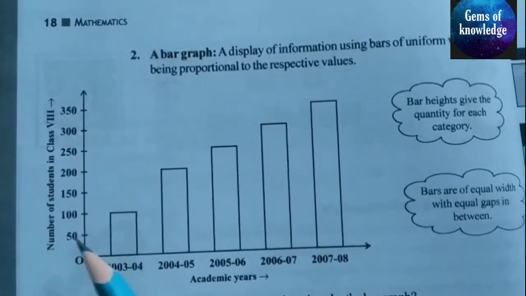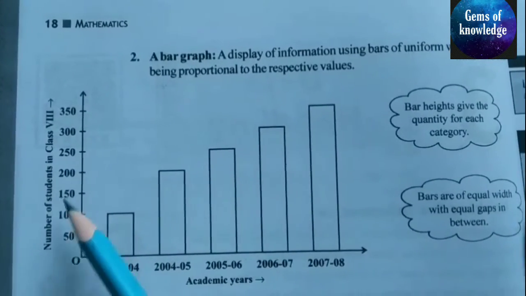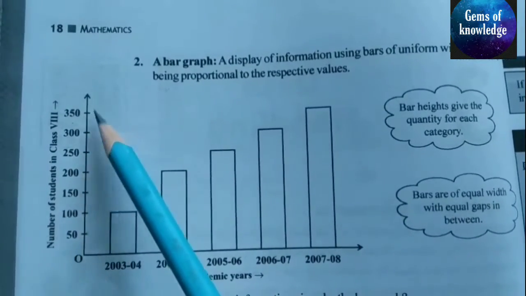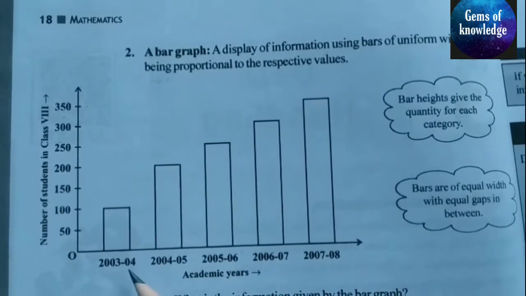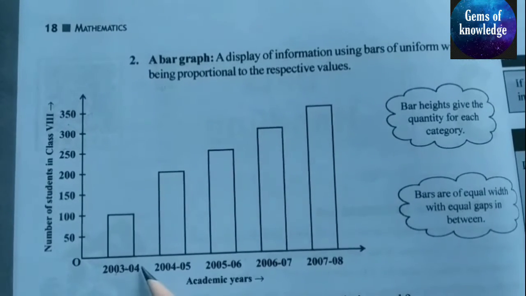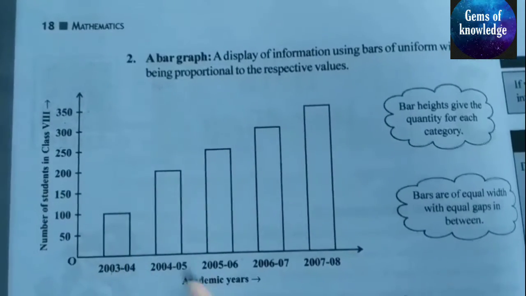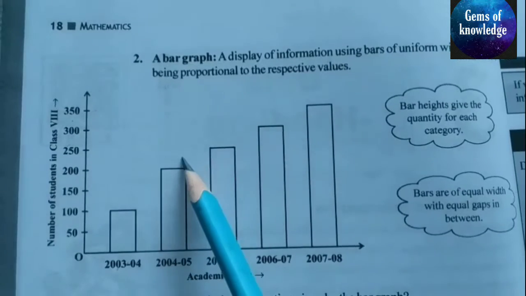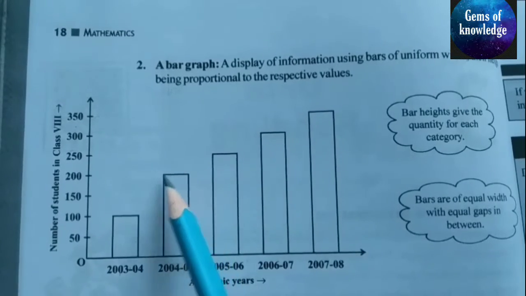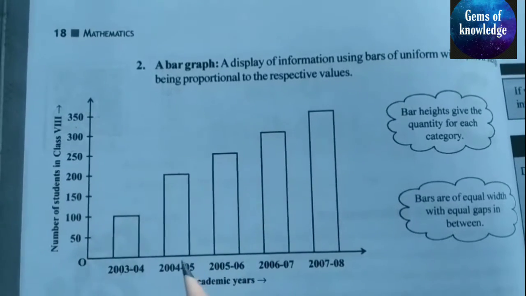Okay, so you can see the example which is given here. Here on the y-axis you can see they have given us the number of students in class 8th, and here they have given the academic years. So in the year 2003 to 2004 there were 100 students in class 8th. Similarly in 2004 and 5 there were 200 students in class 8th. You can see the height, this height shows 200. So it means there were 200 students in this year.